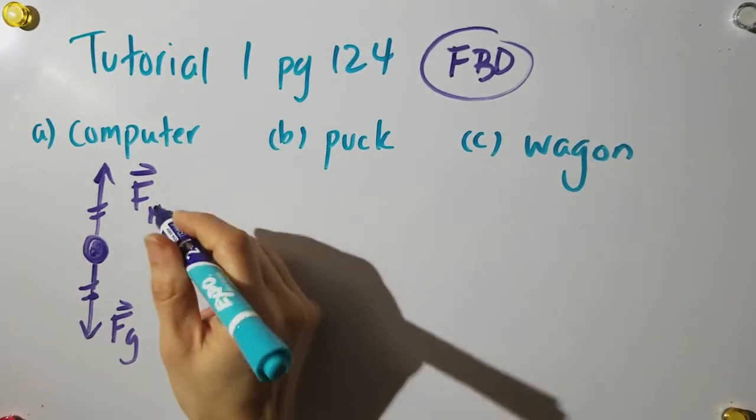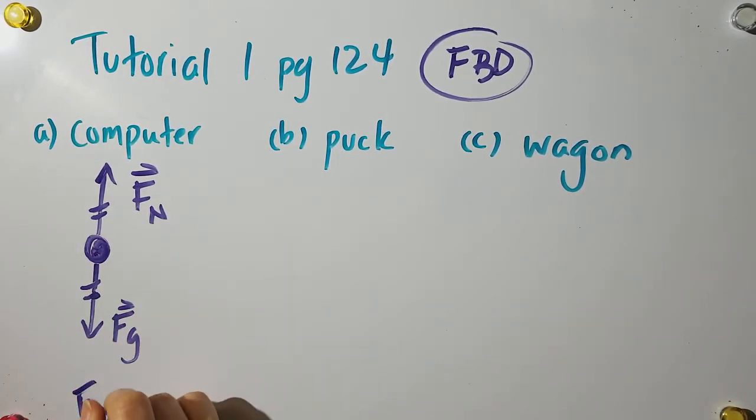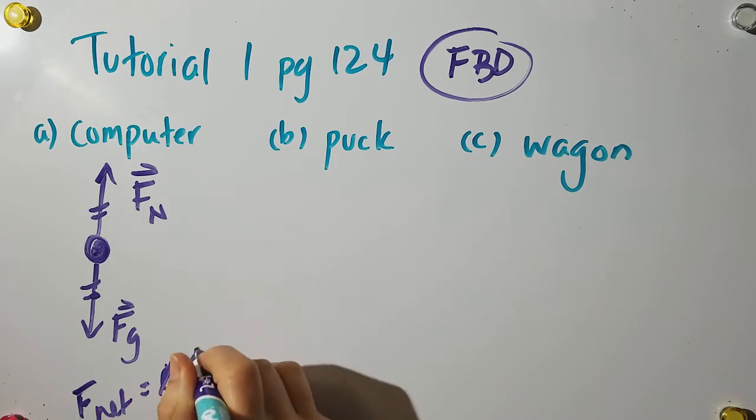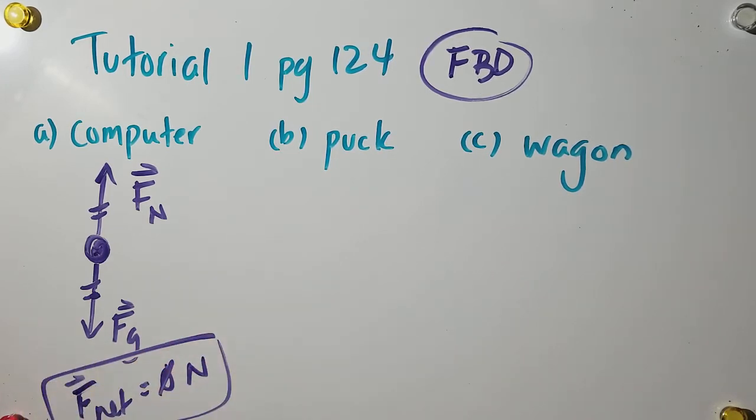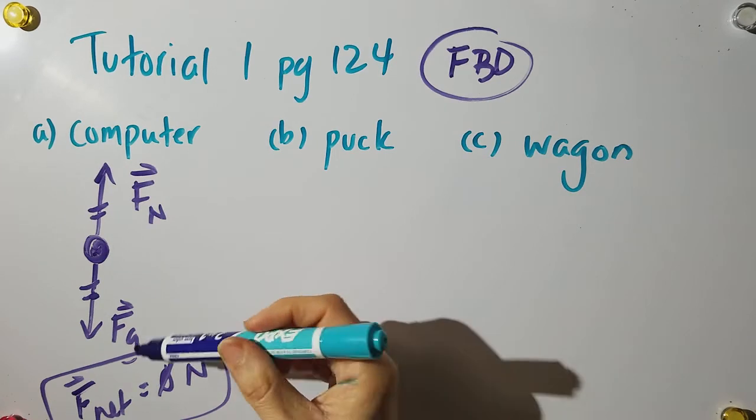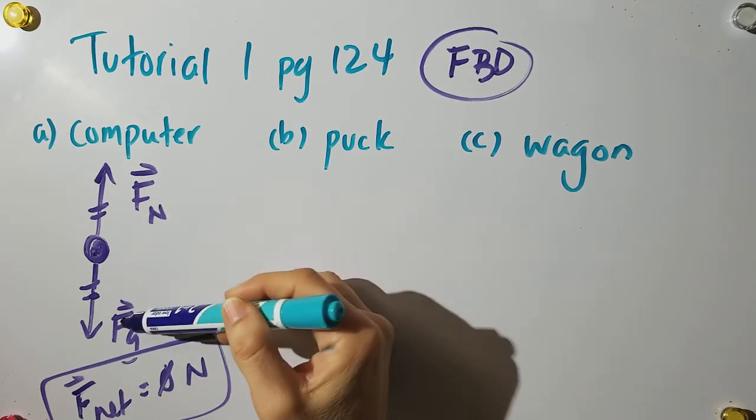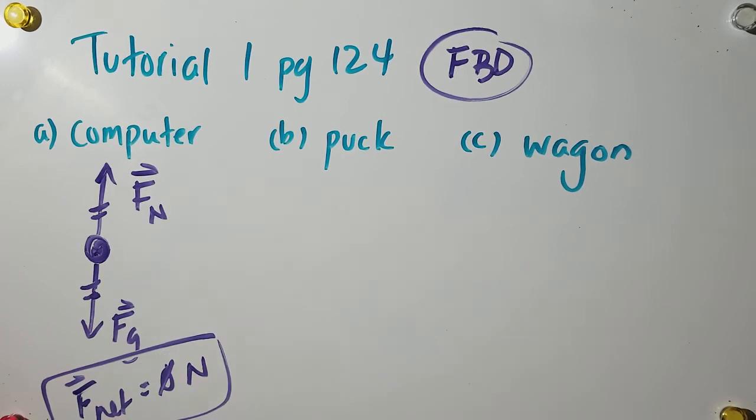All right. So here, F net is 0. That's why it's remaining at rest, as long as F net is 0. Now that doesn't mean that there's no forces acting on it. It means that these two forces together add up to be 0.